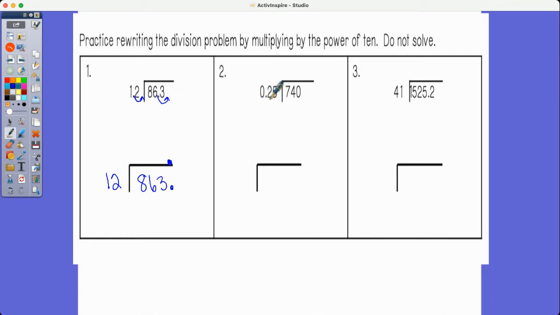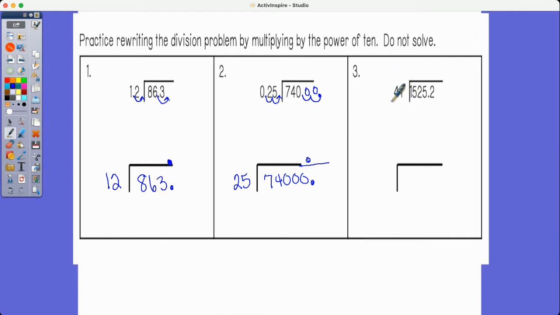Let's look at this one. How many decimal places do we need to move it over? Once, twice. Good job. We're going to write a 25 out here. Whatever I do to the outside, I need to do to the inside. So I'm going to move this over once, twice. I need to fill these in with zeros. 7, 4, 0, 0, 0. Decimal point. Bring it straight up into the quotient.